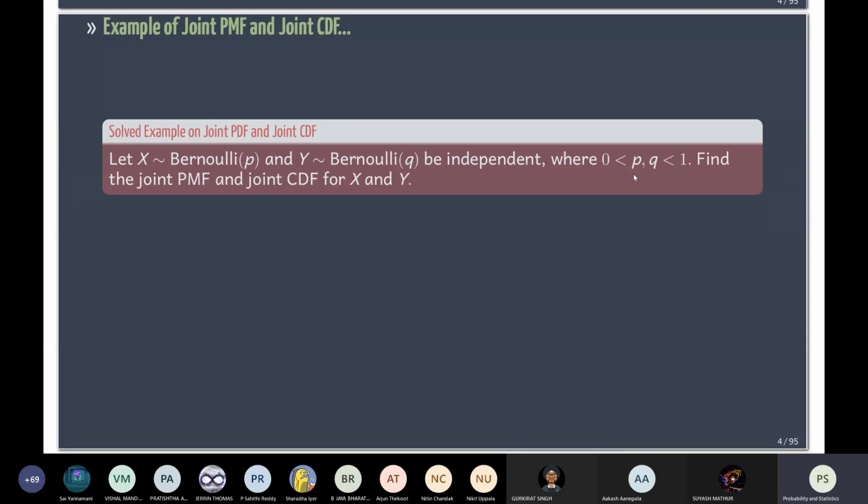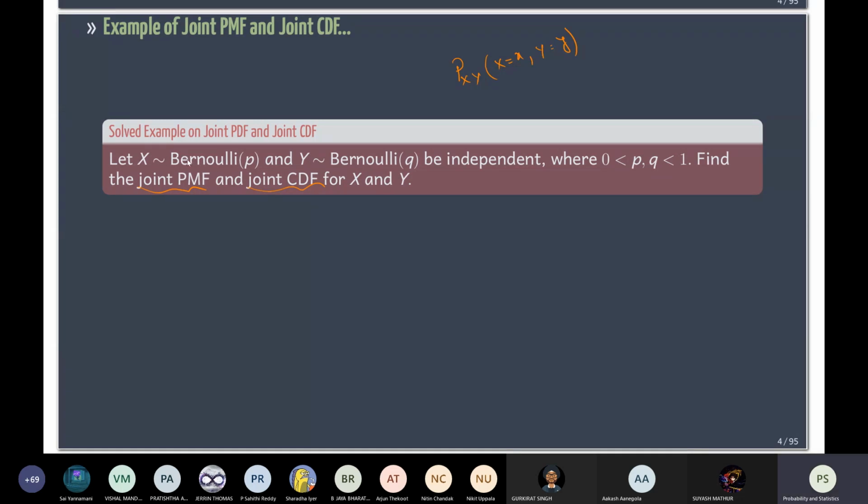And what is the question, right? Find the joint PDF and the joint CDF for X and Y. So the question is asking us to write the joint PMF and joint CDF. What the question is asking for is these values, right? So it's asking us to determine these values, Y equals y and X.